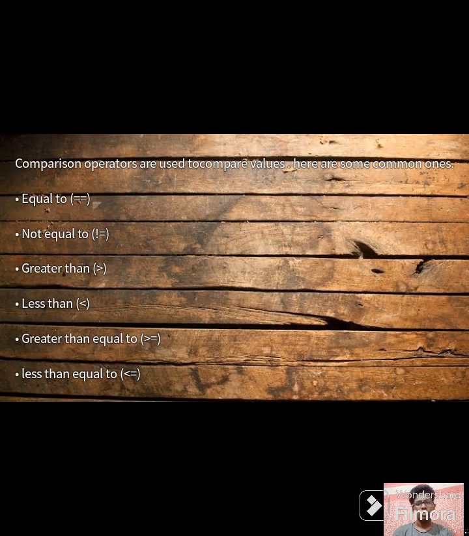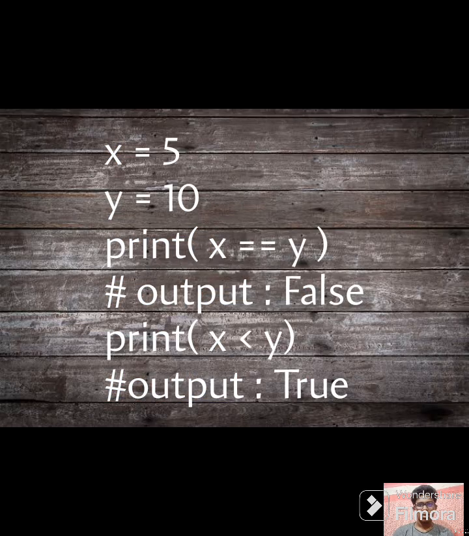Comparison operators are used to compare values. These are some common ones. Equal to, which is symbolized by double equal to, not equal to, which is symbolized by exclamation mark equal to, and greater than, and then less than is represented by this symbol, greater than or equal to is represented by these both symbols, less than or equal to is represented by these both symbols. Let's see them in action.